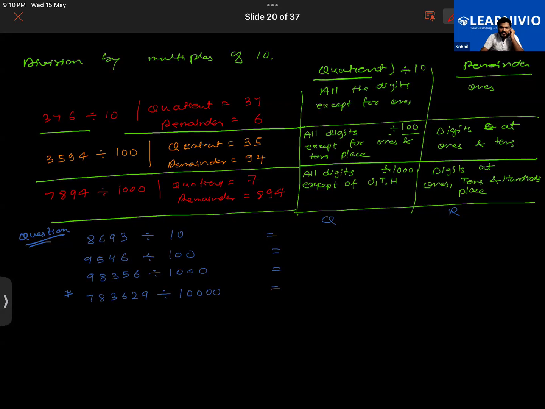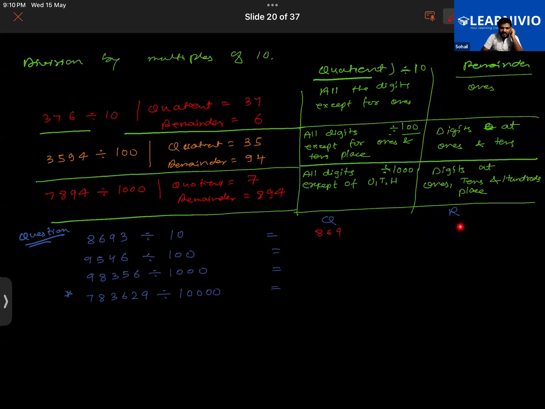Quotient is 86 and remainder 93. No, that isn't correct. Read the rule. You have to divide by 10. So we did learn that in the quotient you have to write all the digits except for the digit at ones place. So you leave only this one now. So in the quotient it will be 869 now. Habib, are you actually getting this or not? Tell me.